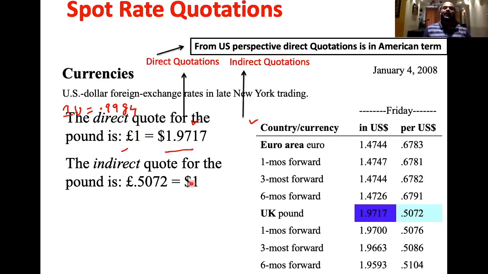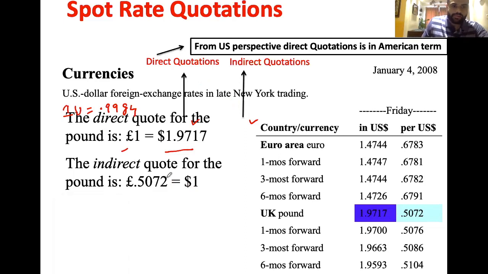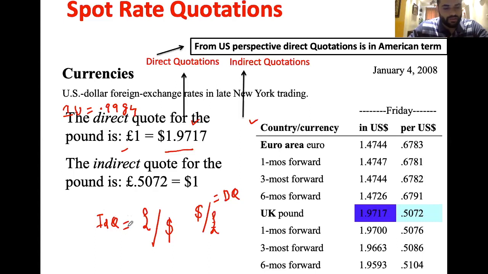So we have a way to write direct and indirect quotations, right? The way to write direct quotation, I can explain now. So you can write pound divided by dollars, or dollars divided by pounds. This is direct quotations. Dollar divided by pounds, and this is indirect quotation that you will see in the next slide. I'm just giving you quick ideas because you're going to have a look.